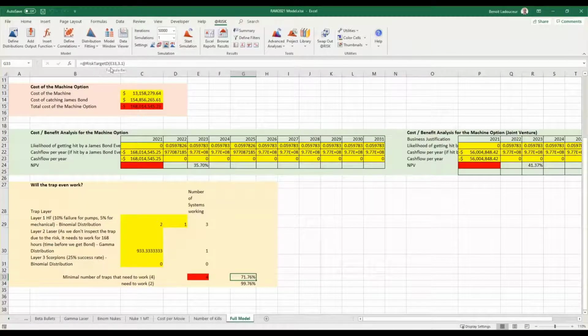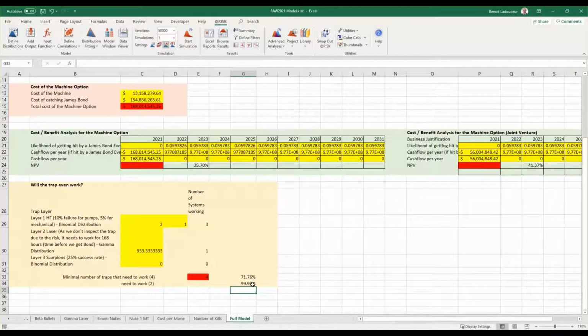So once again, RiskTargetD will give you the cumulative likelihood of that working. So I've got a 71.76% chance of having at least 4 traps, so 4 or 5 traps working. If it was only 2, I want to make sure that they work at the same time. I'm at 99.76% chance of success, and it'd be even higher. I could just put this here to say, well, what do I have?